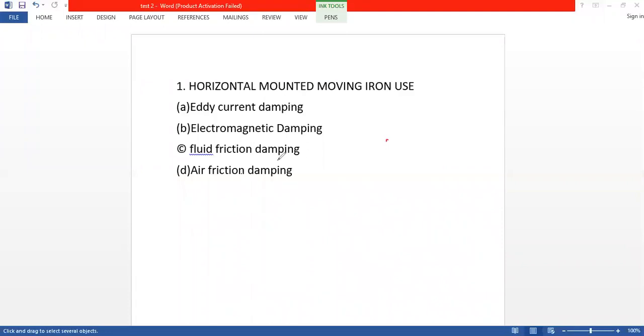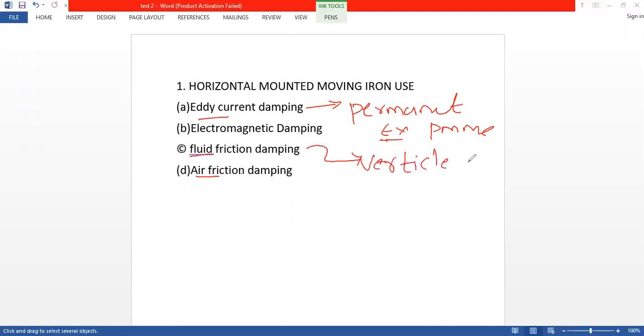Now the question comes to damping. We have three types of damping: eddy current damping, fluid friction damping, and air friction damping. Eddy current damping is used where a permanent magnet is available, for example PMMC. Fluid friction damping is used only in vertical mounted instruments, for example in your substations. If you go to your substation, you will see vertical mounted instruments. There we use fluid friction damping.